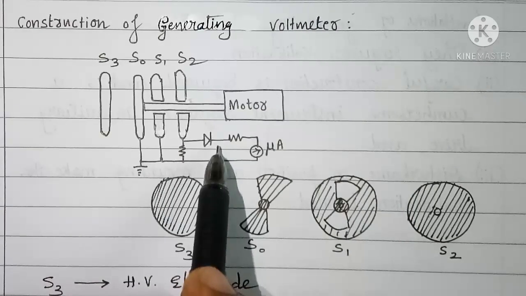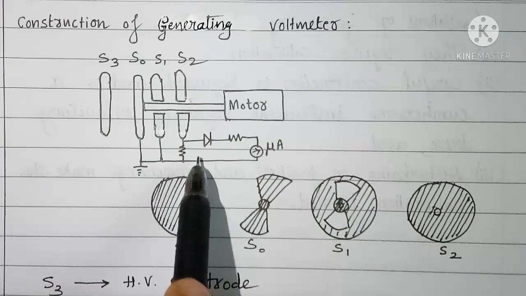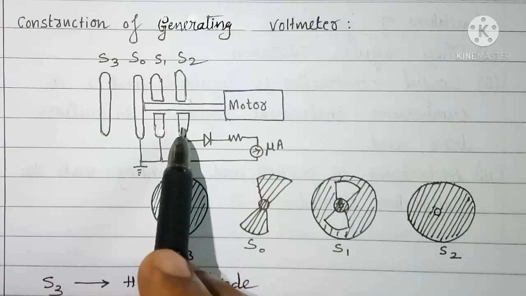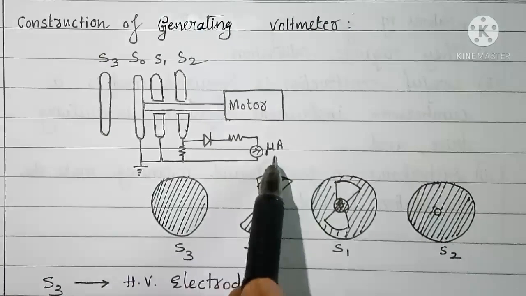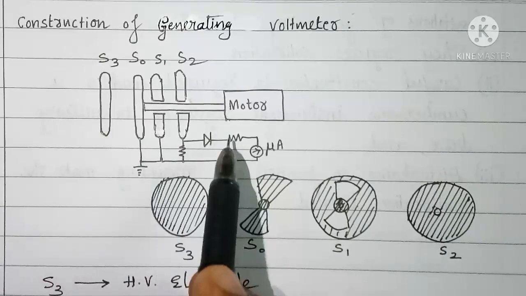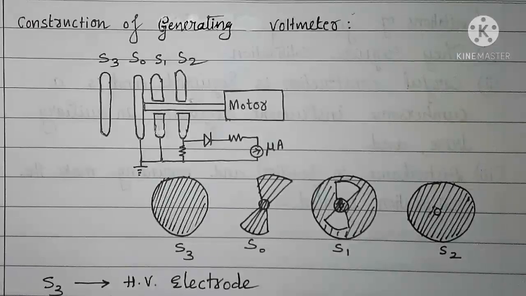Since the current flowing through the microammeter is proportional to the rate of change of capacitance, we can calibrate the microammeter scale in terms of the applied high voltage here. Before we go to the principle of operation, we will write few lines on the construction of this instrument.